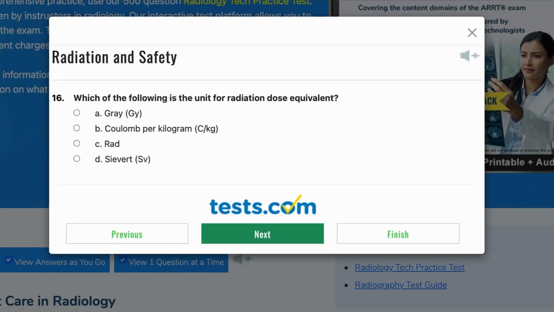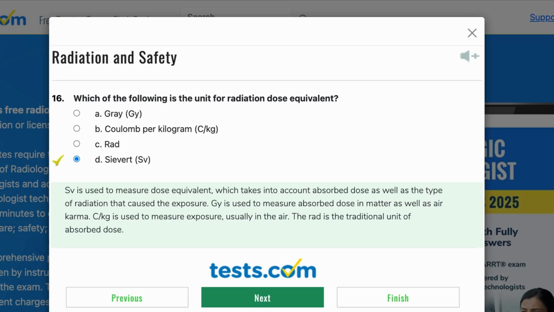Question 16. Which of the following is the unit for radiation dose equivalent? A. Gray, B. Coulomb per milligram, C. Rad, D. Sievert. D. Sievert. Sievert, or Sv, is used to measure dose equivalent, which takes into account absorbed dose as well as the type of radiation that caused the exposure.